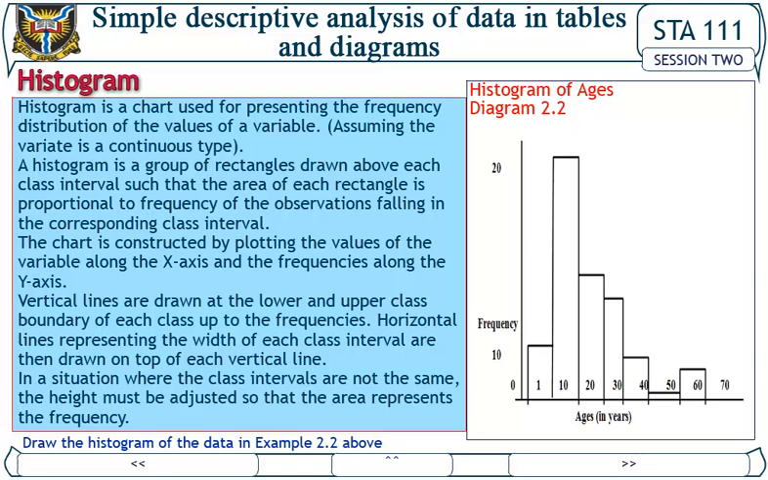Vertical lines are drawn at the lower and upper class boundary of each class up to the frequencies. Horizontal lines representing the width of each class interval are then drawn on top of each vertical line. In a situation where the class intervals are not the same, the height must be adjusted so that the area represents the frequency. Draw the histogram of the data in example 2.2 above. Histogram of ages.